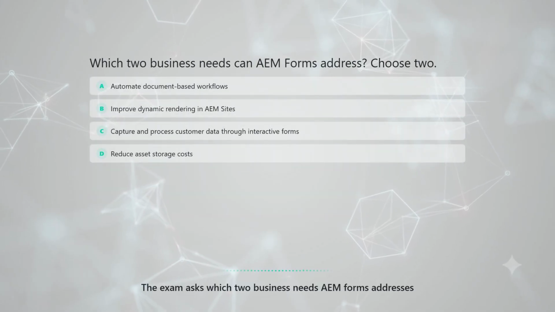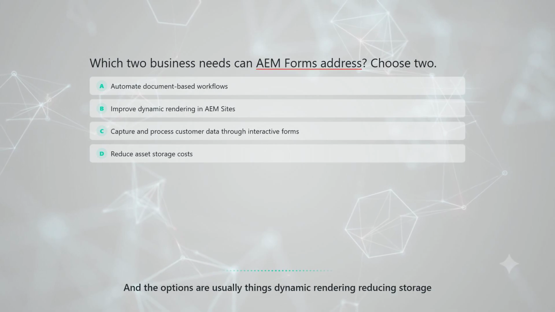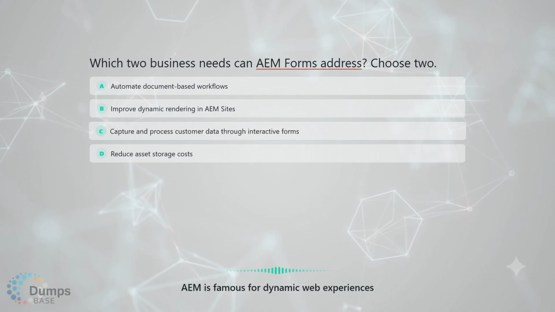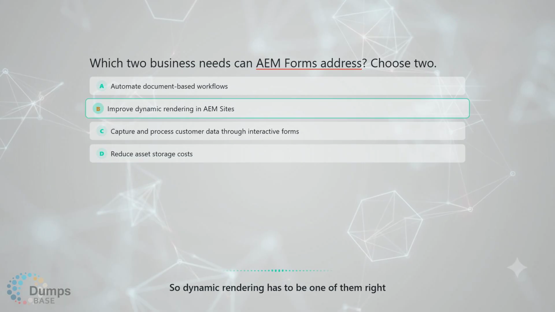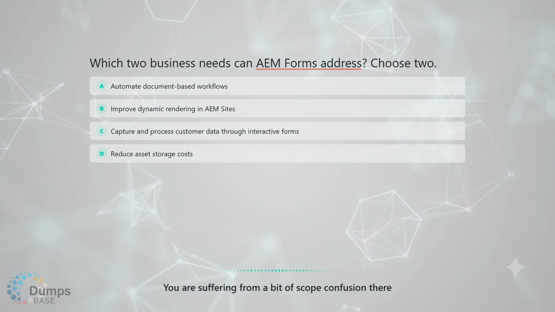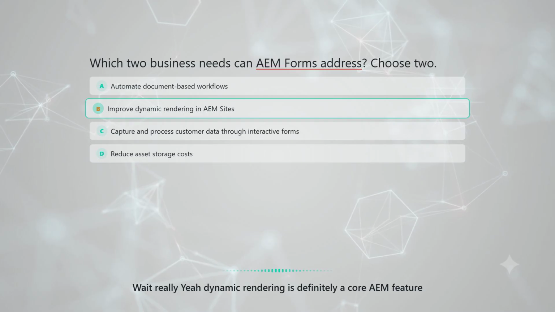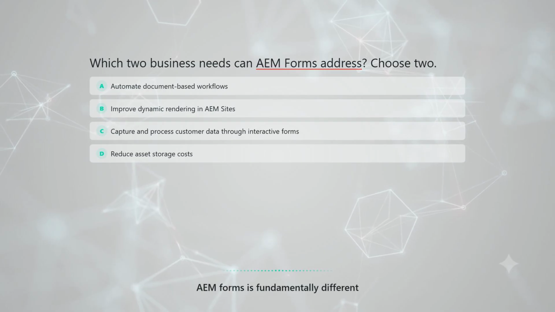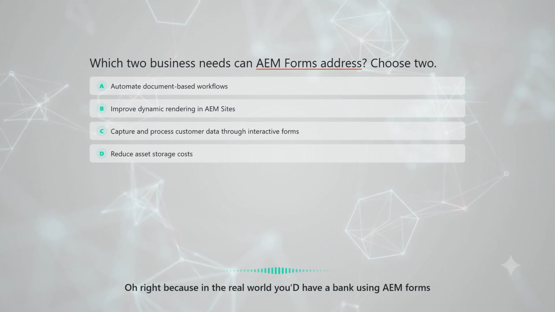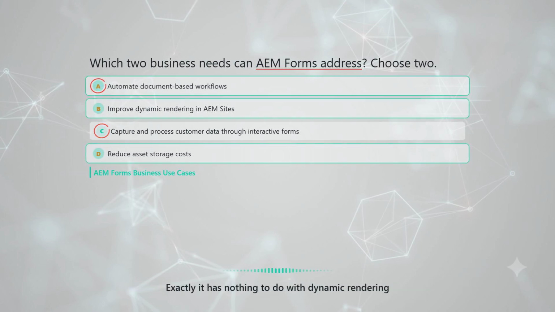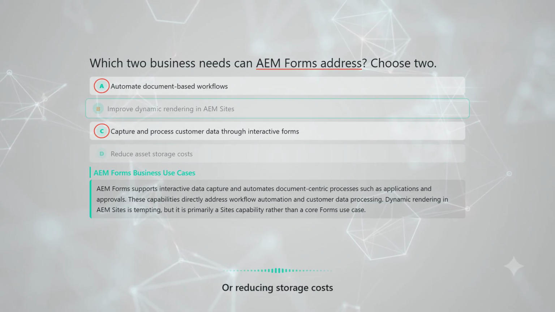The exam asks which two business needs AEM Forms addresses. And the options are usually things like dynamic rendering, reducing storage costs, or capturing and processing customer data. Well, I'll play devil's advocate here. AEM is famous for dynamic web experiences, so dynamic rendering has to be one of them, right? You are suffering from a bit of scope confusion there. Wait, really? Yeah, dynamic rendering is definitely a core AEM feature, but it belongs to AEM Sites. AEM Forms is fundamentally different. Oh, right, because in the real world, you'd have a bank using AEM Forms to capture a mortgage application and route it for automated approval. Exactly. It has nothing to do with dynamic rendering or reducing storage costs.